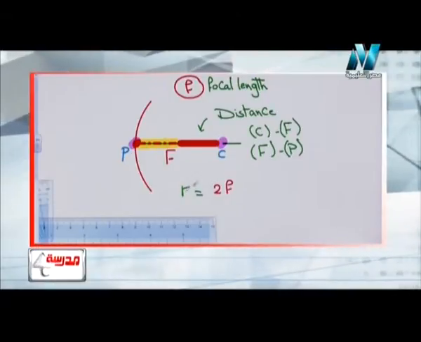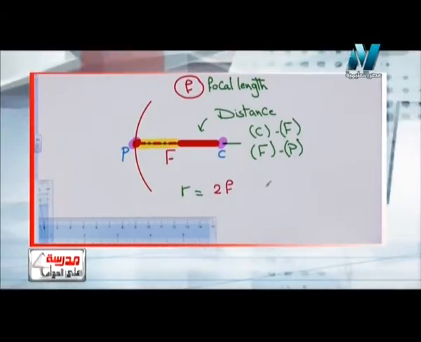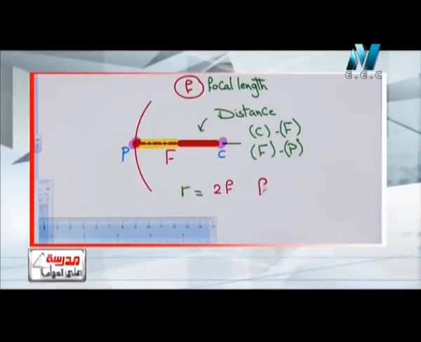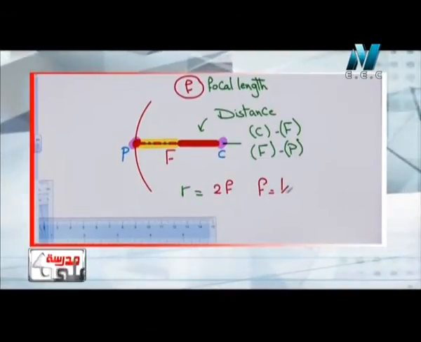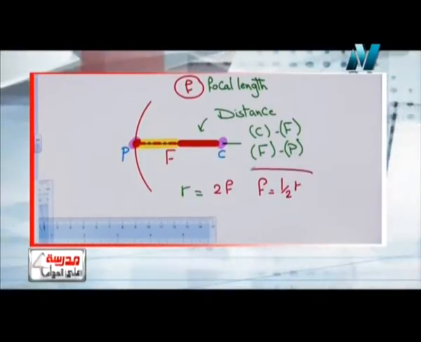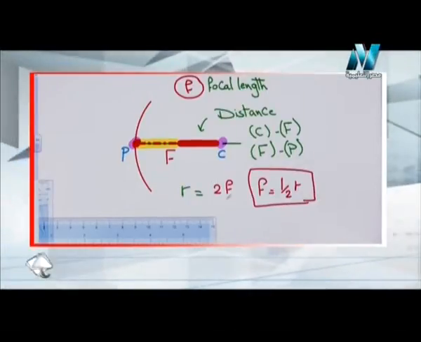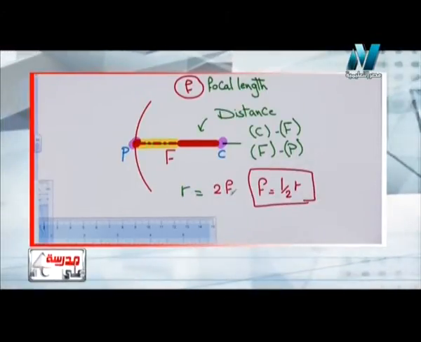So, radius equal to focal length. Someone might say, can't I say focal length equals half the radius? Yes, Mister. Half a radius. Okay? So, we know now the relation between radius and focal length.